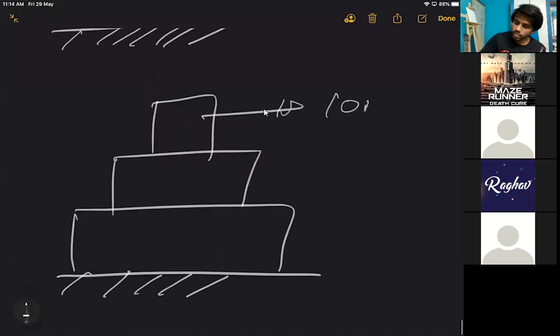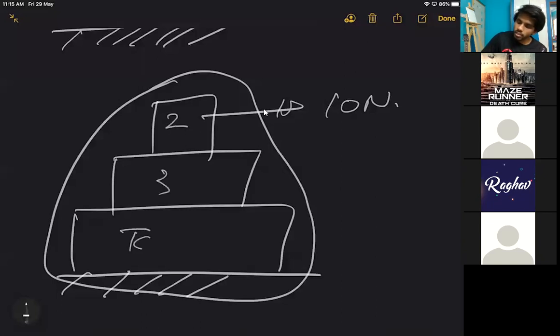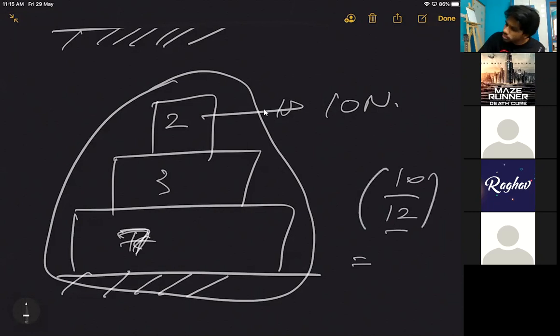Since I put a force of 10 newtons, let us say all the blocks are combinedly moving. I'm just imagining that. Now, if all the blocks are combinedly moving, what is the acceleration? It must be 10 by 12, so it's 5 by 6, around 0.83 or something like that. They have to go with this acceleration.